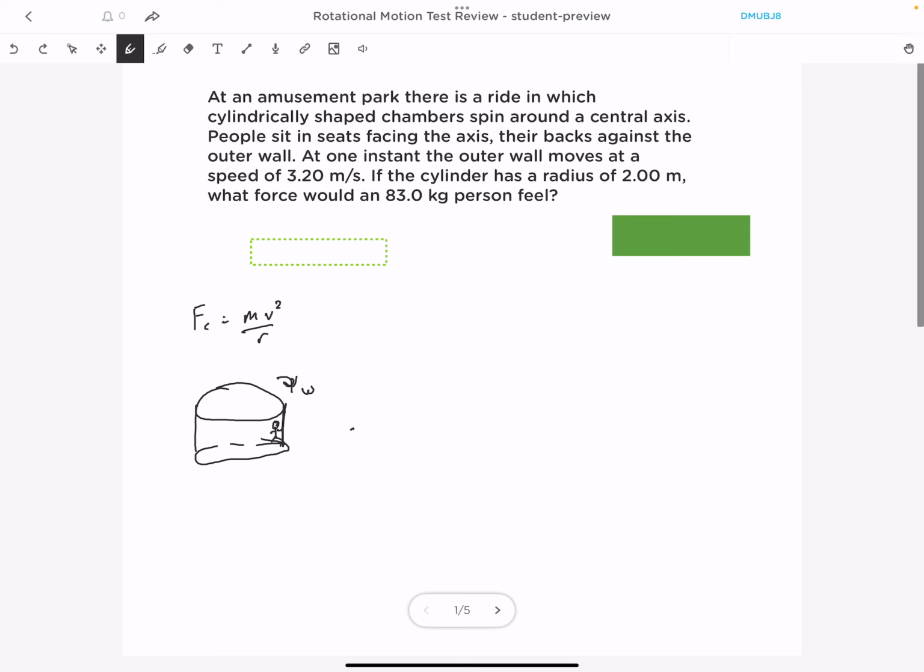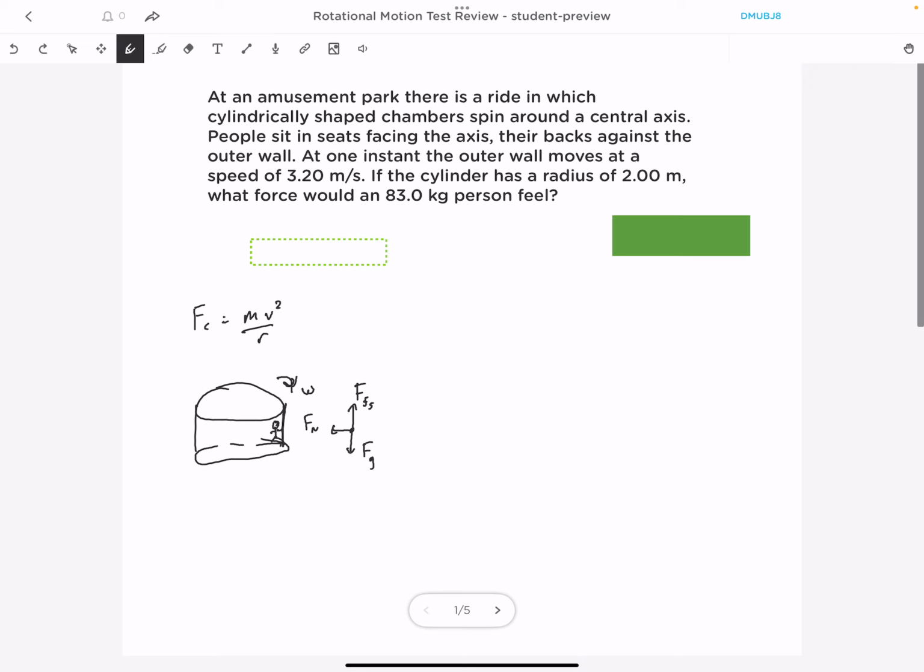The forces that this person is going to experience are a gravitational force going down, and a normal force that's pressing against the back of the person. That's the normal force. And the force that actually holds them up is the static frictional force. Because if there's a normal force and a coefficient of friction, there has to be static friction. And the idea is that as the wheel rotates, the normal force is going to be providing the centripetal force.